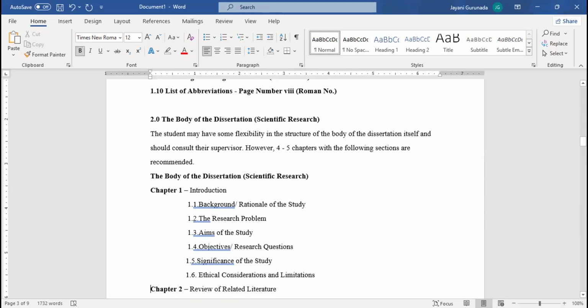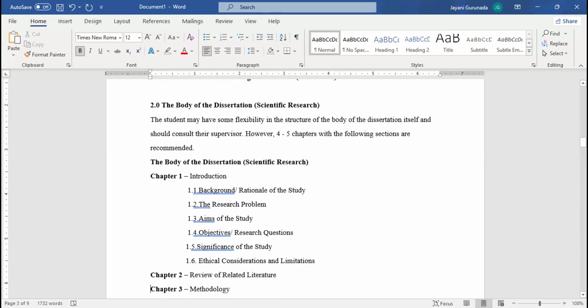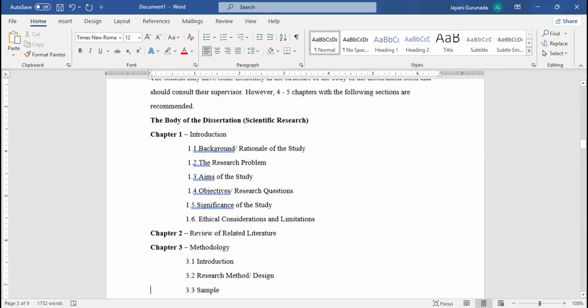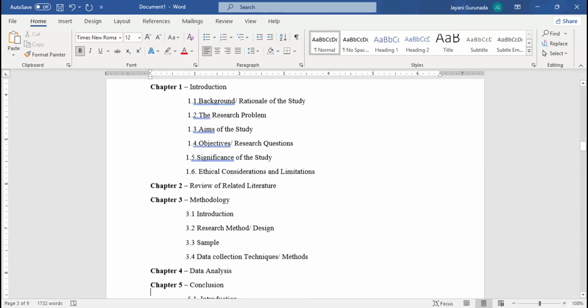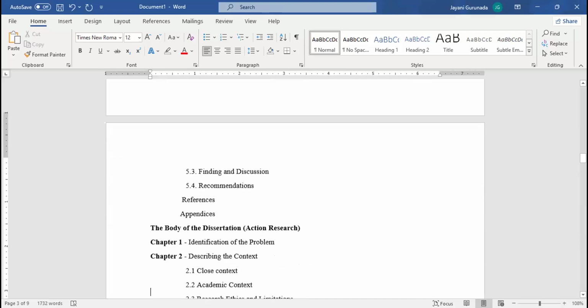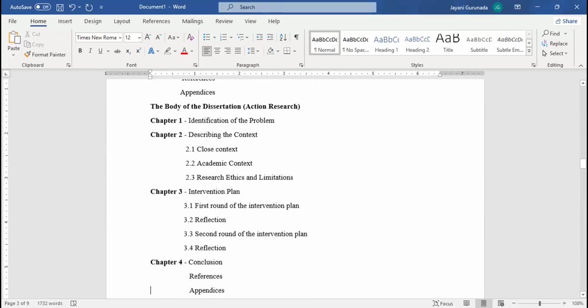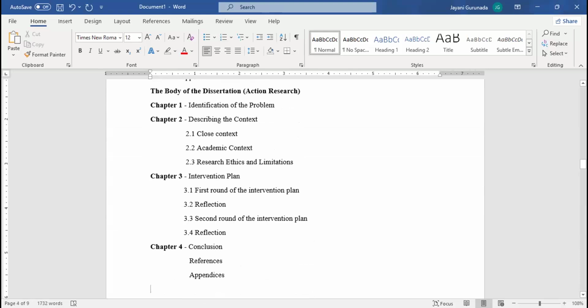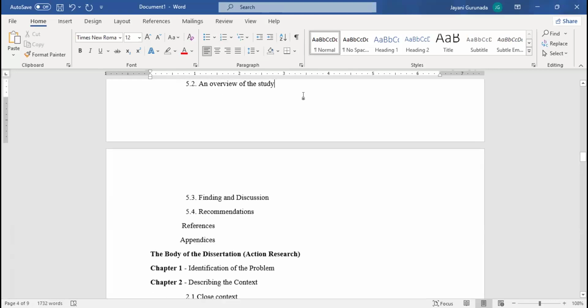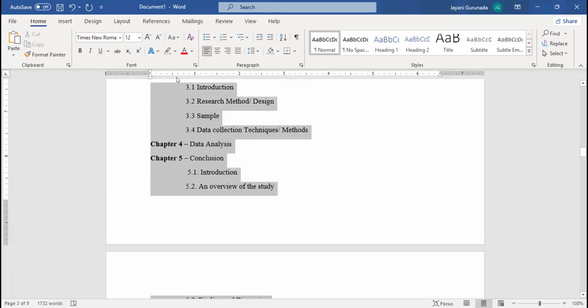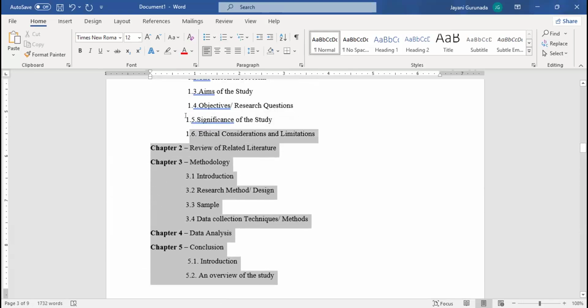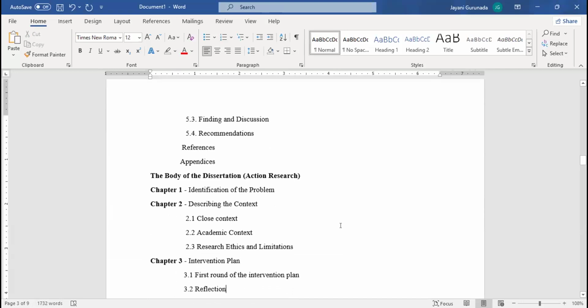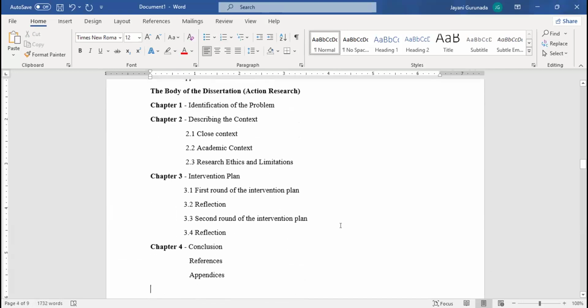Then number 2, the body of the dissertation. Let me write. We are not doing a scientific research; what we have is an action research. From here onwards, the body of the dissertation. Do not get it wrong, right, you are writing an action research.